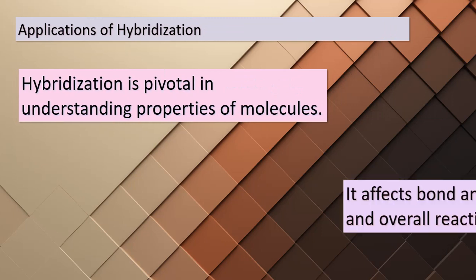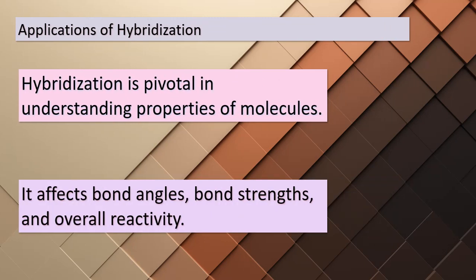Hello again, eager minds. Let's unveil the remarkable applications of hybridization in understanding the properties of molecules. Hybridization influences essential factors such as bond angles, bond strengths, and overall reactivity. Think of it as a master conductor orchestrating the symphony of molecular characteristics. Consider the case of sp² hybridization in ethene, C2H4. This unique hybridization leads to the formation of a double bond and results in a planar structure. This example highlights how hybridization plays a vital role in determining molecular properties.